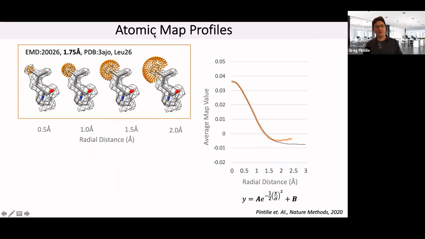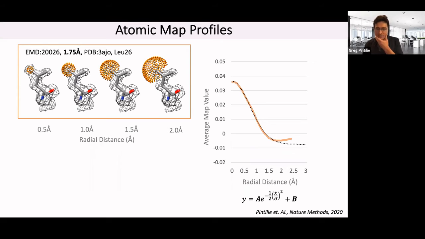Interestingly, and it shouldn't be too surprising, with these radial average density plots, which another way of calling it is atomic map profile, they start off being high at the center of the atom, and then they drop off. It also should not be too surprising that they have a Gaussian form. When we think of atomic scattering factors, we think of them as having Gaussian drop-offs. Usually, more accurate scattering factors tend to consider a combination of Gaussians rather than a single Gaussian.